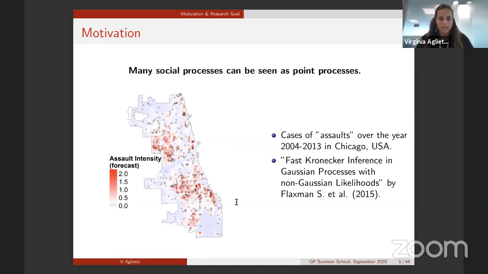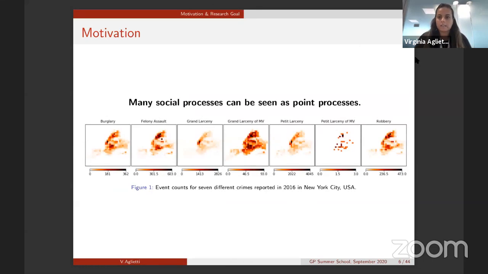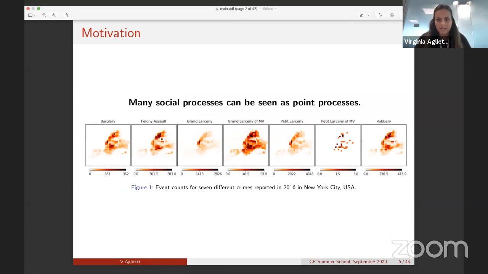And this picture is taken from this paper, Fast Kronecker Inference in GPs with non-Gaussian likelihoods. Finally, in these 7 plots, you can see the counts for 7 different types of crime events in the city of New York in 2016. So we have burglary, felony assault, grand larceny, and so on and so forth.